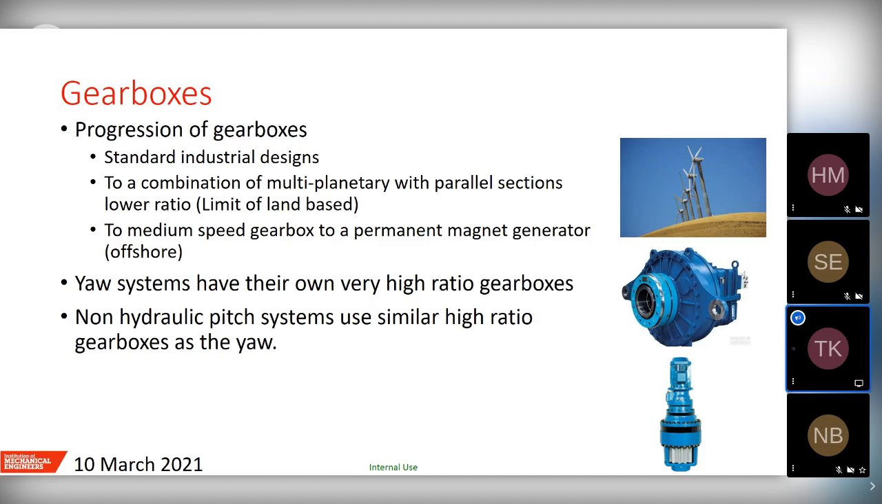Yaw systems also have gearboxes. To move the nacelle around to the direction of the wind, you do need some gearboxes. Usually you'll have maybe a dozen, maybe more, of these very high ratio drives like you see at the bottom here. These high ratio drives are like 1,000 to 1. They have a lot of torque and often a brake on them as well to hold the turbine in position. Along with that, most turbines have a hydraulic pitch system, but if you don't, then some of the pitch systems are run by having, again, one of these types of drives on the blades.